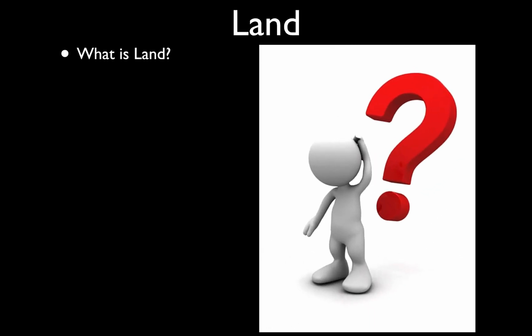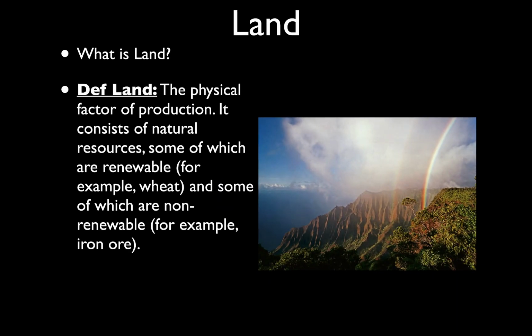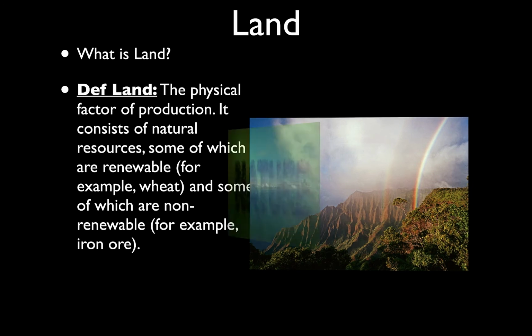Okay, so a good question to ask is, what is land? Well, this is another definition that you really should learn off word perfect: the physical factor of production. Now that's one way of looking at it, but it'll manifest itself in different ways. So what I want you to do, as with all these definitions, is learn them word perfect. You can regurgitate them onto the page, no problem, but you need to understand what you're talking about. It consists of natural resources, some of which are renewable, for example wheat, and some of which are non-renewable, for example iron ore.